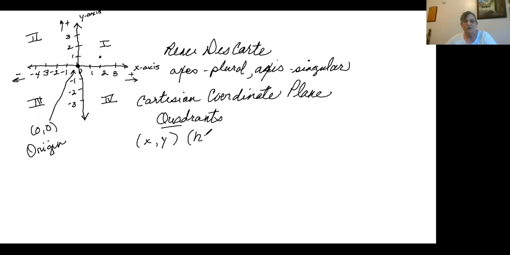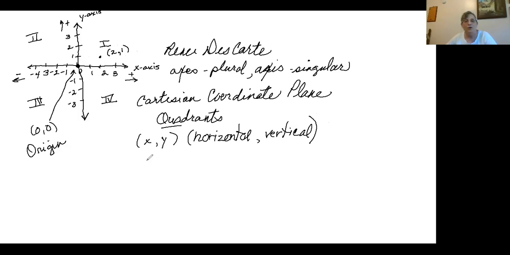The first number is always how far you go in a horizontal direction, and the second number is always how far you go in a vertical direction. And if you ever forget, just alphabetize them. H comes before V, X comes before Y. So to get to this point right here, we would have to go 2 units to the right and then 1 unit up. So we call this point 2, 1.